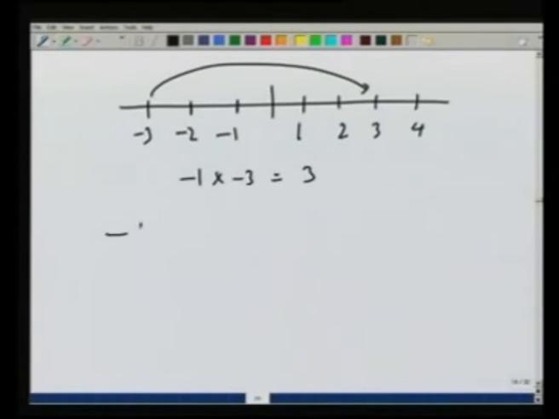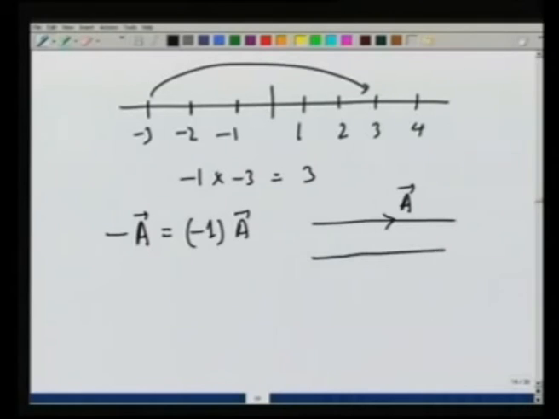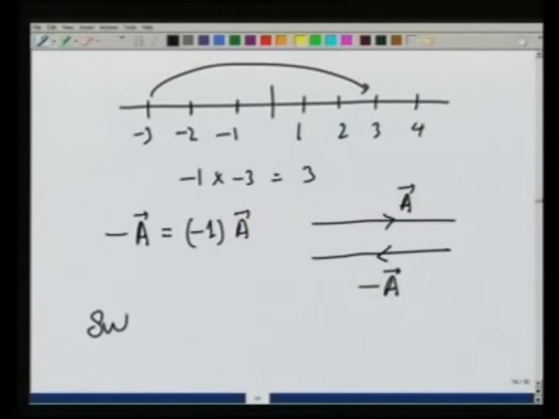Similarly, if I take negative A, which will be minus 1 times A, this would be nothing but changing the direction of A. So, if A is this, minus A would be pointing in the other direction. That is the meaning of multiplying by a negative number. Of course, once you define multiplication by minus 1, you can define multiplication by minus any number. You just make it that many times more. Having obtained minus A, it is now very straightforward to subtract vectors.